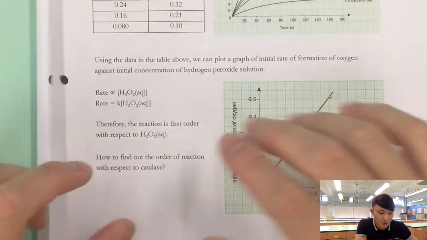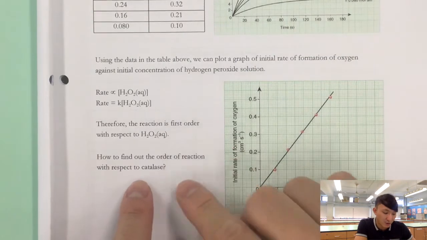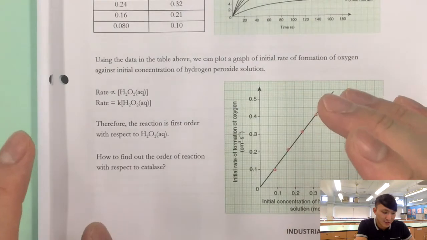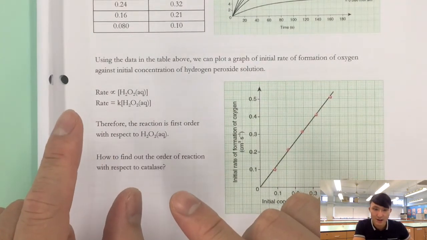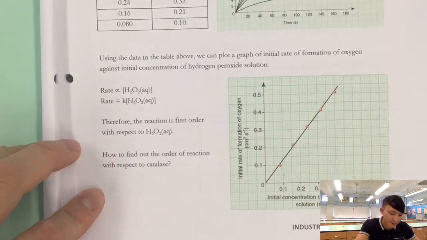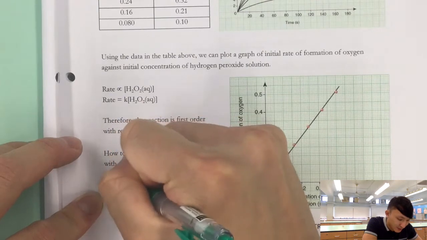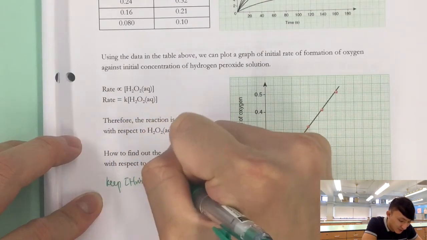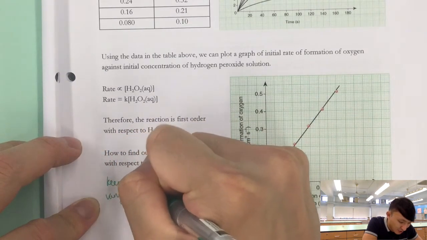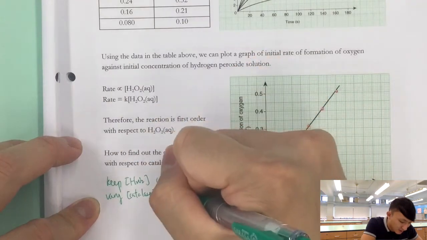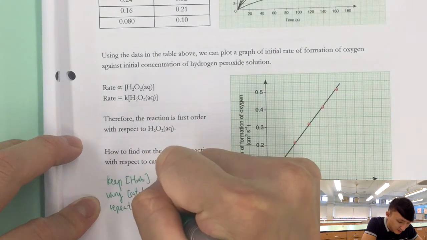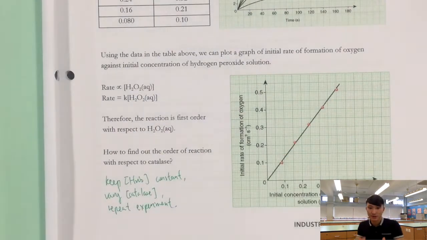Now, but here, if you want to modify this experiment so that we are able to determine the order with respect to catalase, we can simply fix the concentration of hydrogen peroxide, and then we add different concentrations of catalase. Okay, so here we can simply keep the concentration of H2O2 constant, vary the catalase concentration, and repeat the experiment. Okay, so this is how it works.